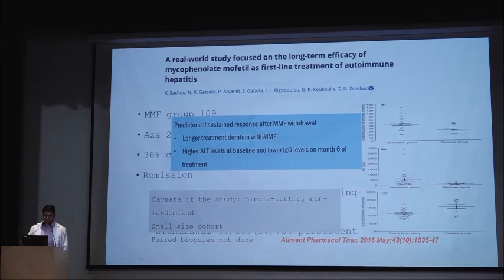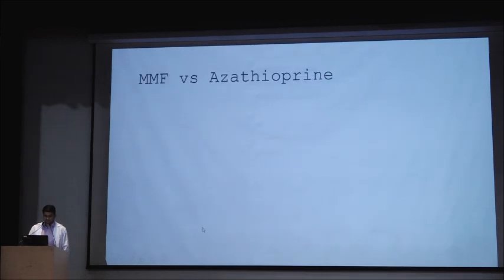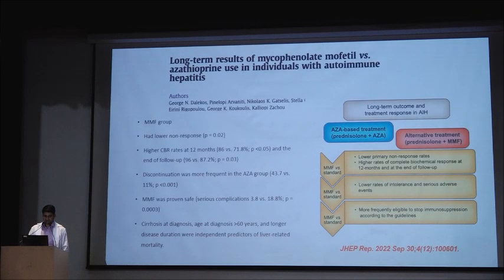So, predictors of sustained response after MMF withdrawal were longer treatment duration with MMF, higher ALT level at baseline, and lower IgG level at baseline and at 6 months of the treatment. A caveat to this study is that it is a single center study, non-randomized, and includes a small sample size. So, what about another study?